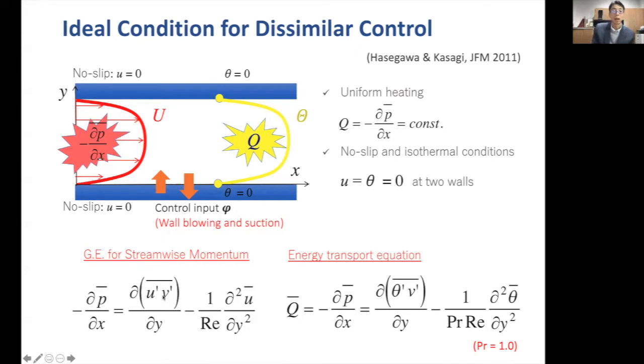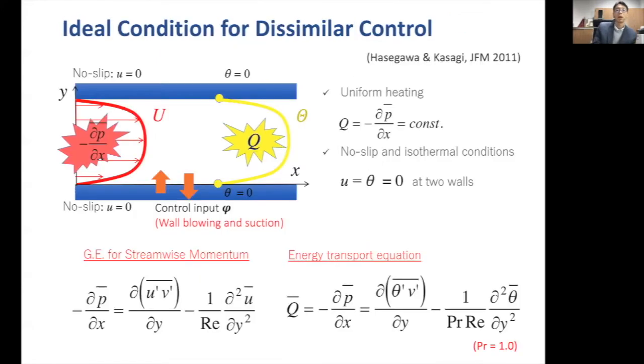Then the governing equation for the mean streamwise momentum looks like this. And the corresponding energy transport equation looks like this. Here, theta is the temperature, and u is the streamwise velocity component. So their forms look very similar. And in our particular case, we assume that the heat source inside the fluid is equal to the mean pressure gradient. So both in turn are the same. In addition, we assume the Prandtl number equals 1. So under these boundary conditions and this governing equation, the mean momentum equation and mean energy equation become identical.